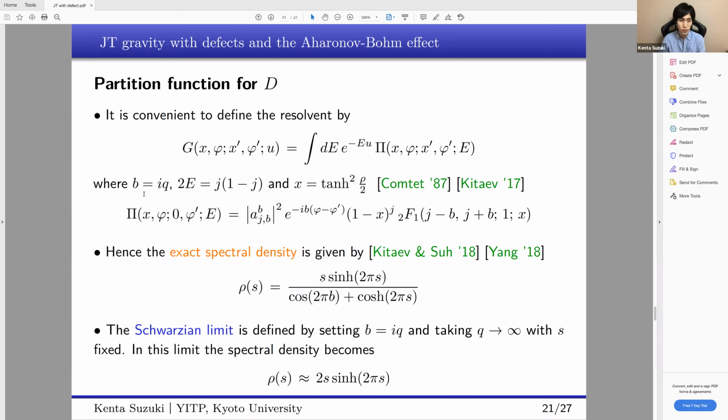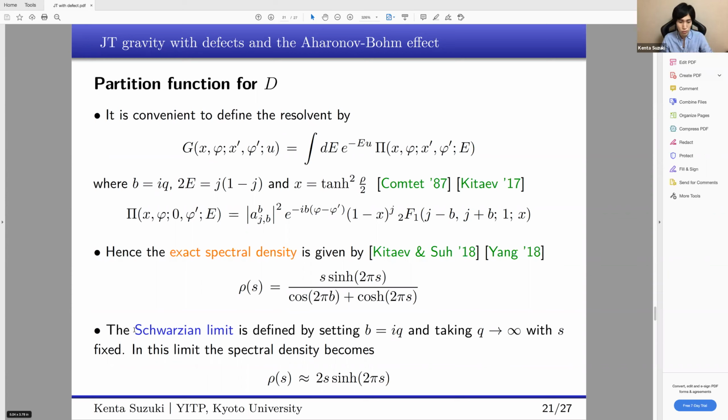So now we found this resolvent Pi. We can obtain a propagator and also the partition function and the spectral density. So the spectral density rho of S is given by this expression with cosh and cos. And this is an exact expression for the spectral density. We didn't make any approximation to solve this system.